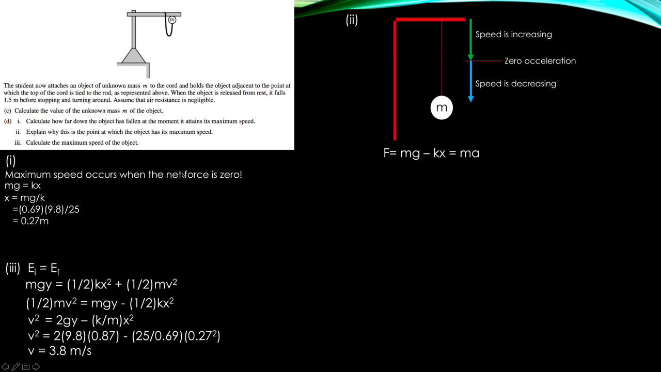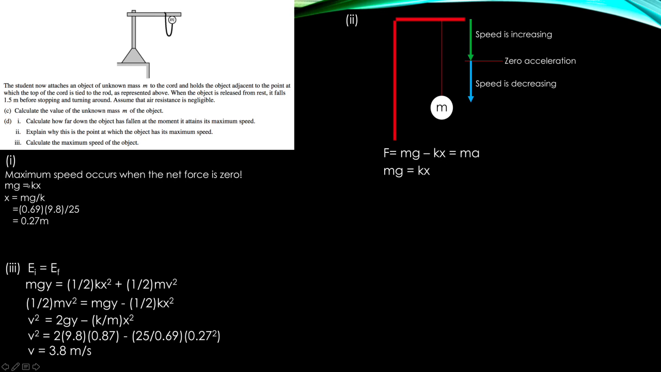But here, as we said before, the net force is zero, and the net force can only be zero when acceleration is zero. And that's because if we look at this term here, m is never going to be zero. m is going to stay constant. So the only way for the net force to be zero is obviously when the acceleration is equal to zero. So we can make the side of the equation zero to get mg is equal to kx.